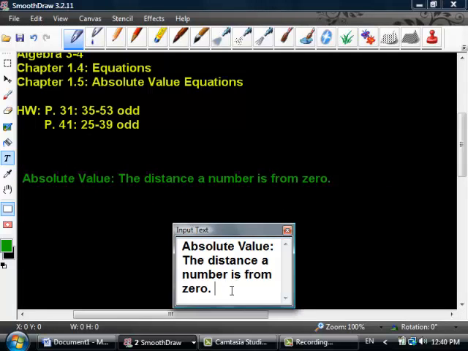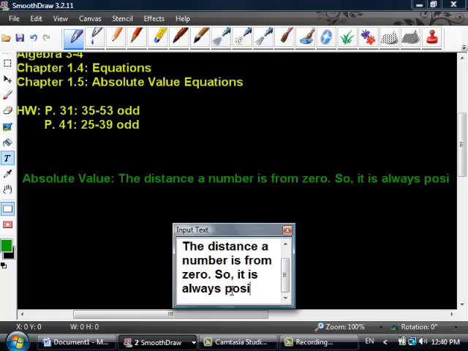So, having said that, what type of number is an absolute value always? Andres? No, it's not 0. It's the distance from 0, so it's going to be... Aaron? What type of number is it going to be? Aaron? Positive. Okay? So it's always positive, right?